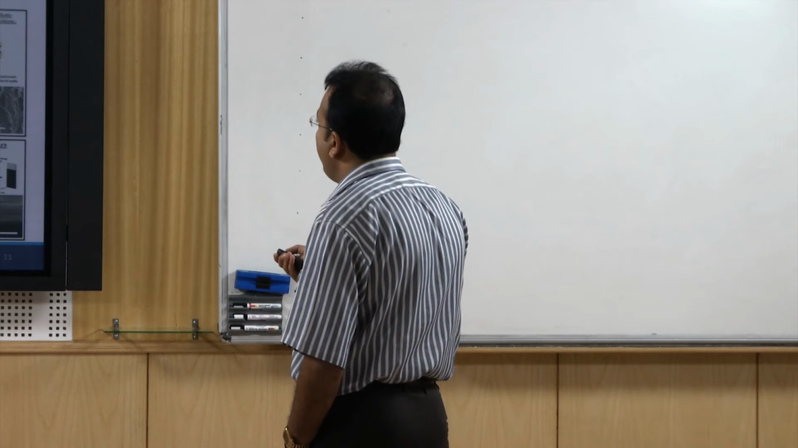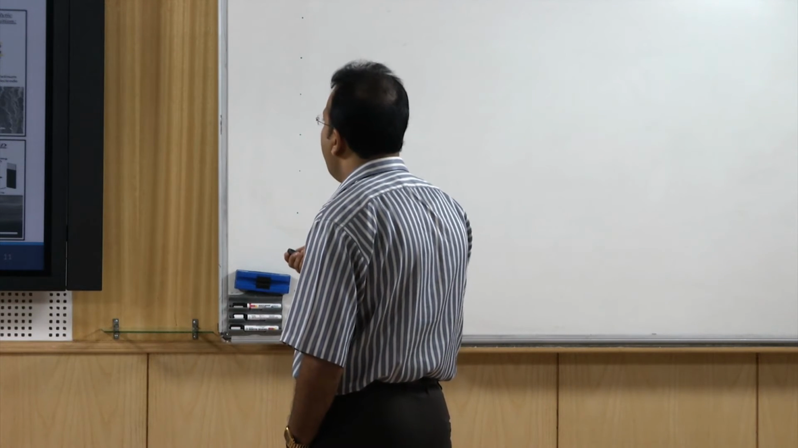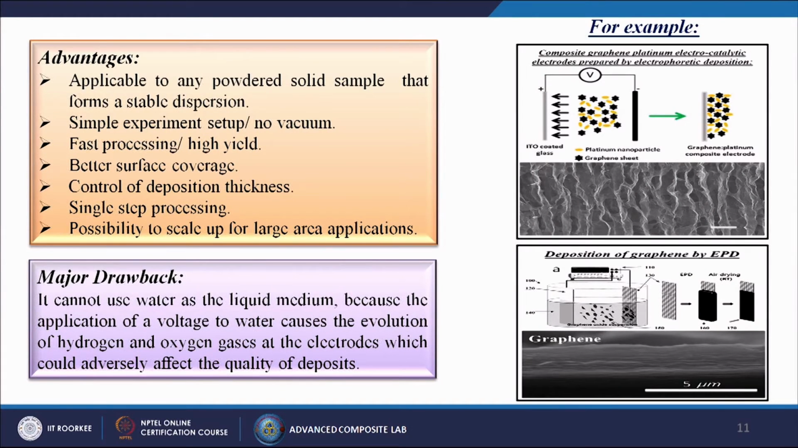There are a few examples of what we make using this process. Composite graphene-platinum electrocatalytic electrodes are prepared by electrophoretic deposition. Here we have ITO coated glass substrates, platinum nanoparticles and graphene sheets, which are mixed together to form the graphene-platinum composite electrode on the glass substrate itself. Below is also the deposition of graphene by the EPD method.